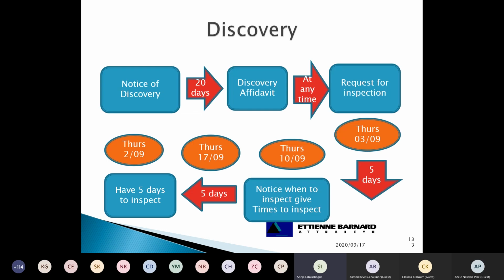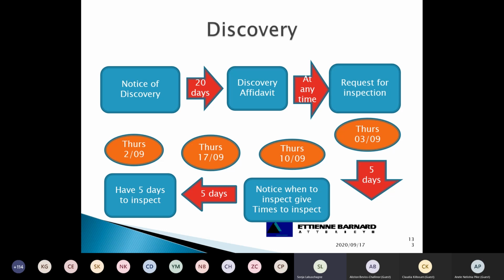I want to just show you what the process is like. Firstly, we have our notice of discovery. You then have 20 days to do your discovery affidavit. After that, at any time, the other party can request an inspection. Once you have your list of documents, I know the practice is we usually ask for copies and we tender the cost of the copies.